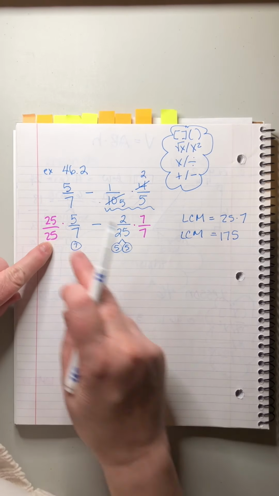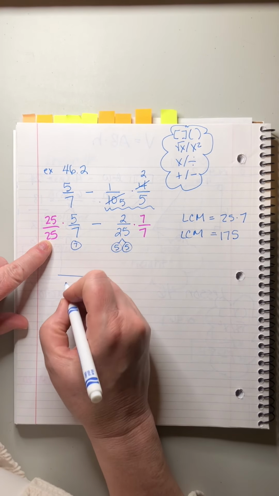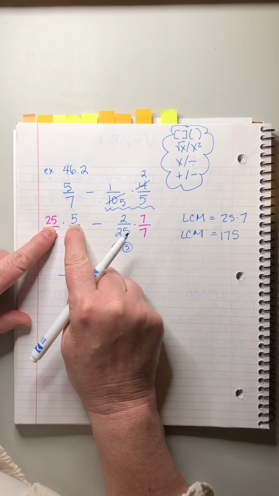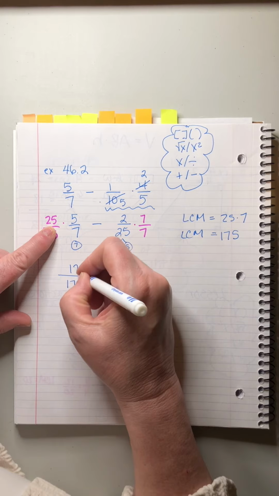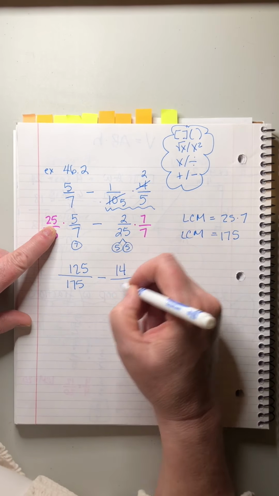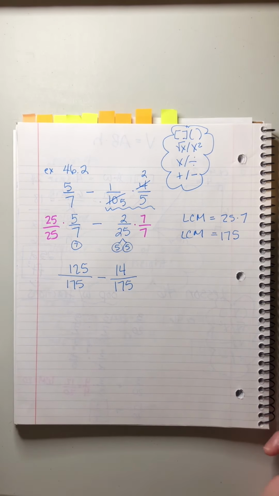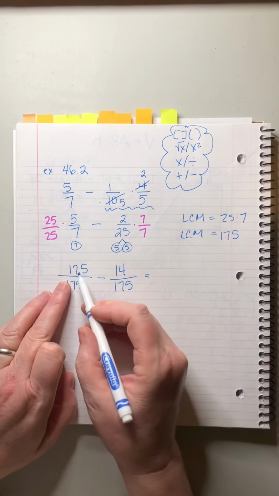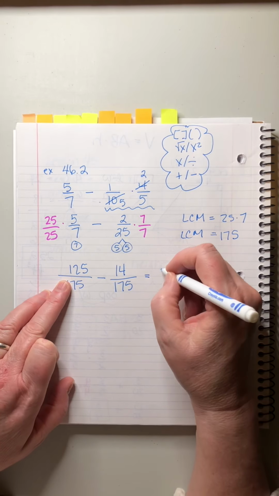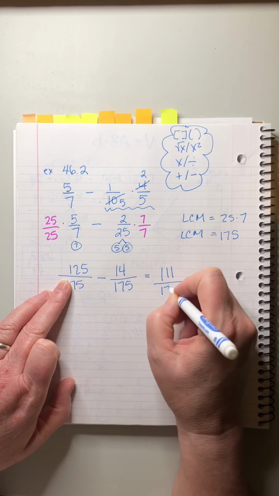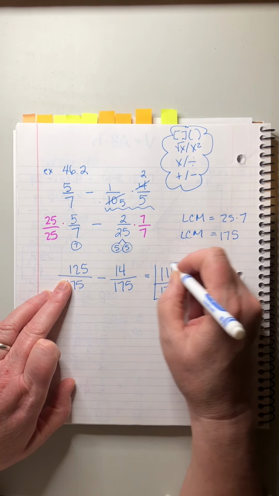So let's fix the first one first. The bottom will be 175. Now the top, okay, what's 5 quarters? 4 is $1 plus 1 more, that's $1.25. Minus 2 times 7, I can handle, and I bet you can too. Okay, now we have a lovely problem where we can do the subtraction. 125 minus 14 is 111. Denominator stays the same. That's our final answer.